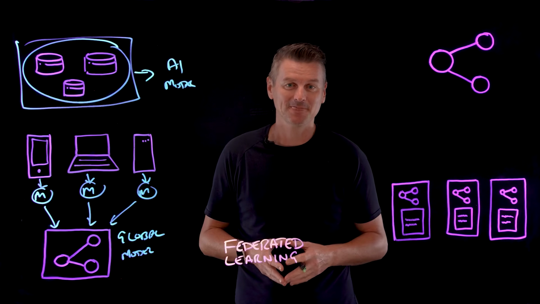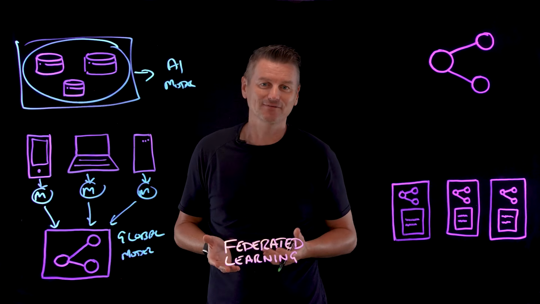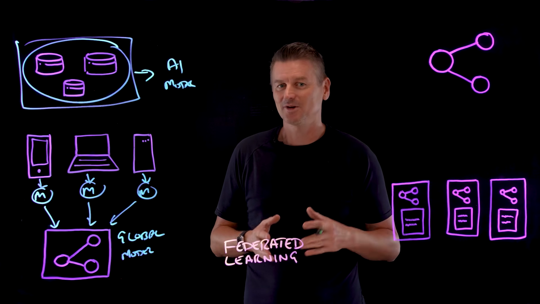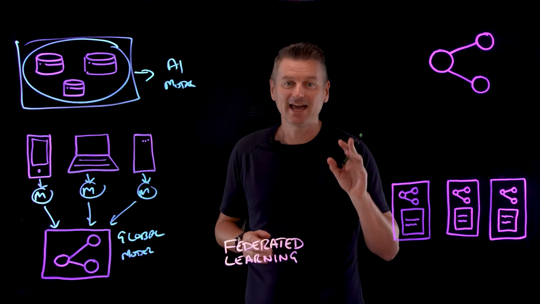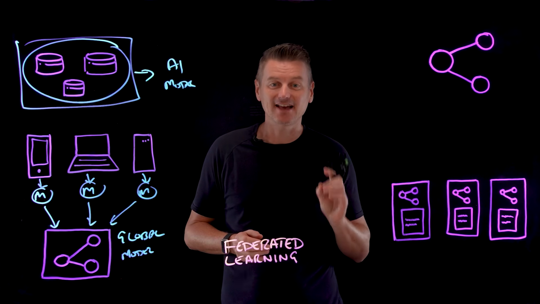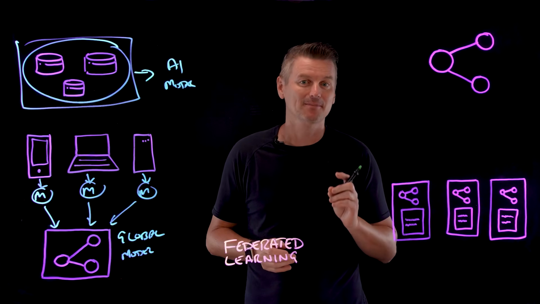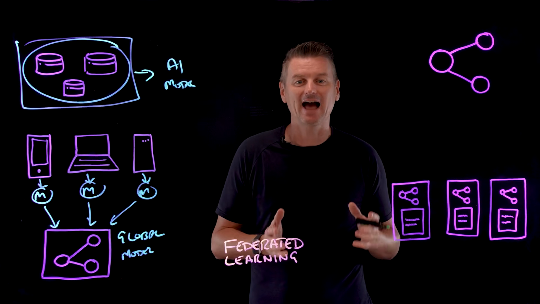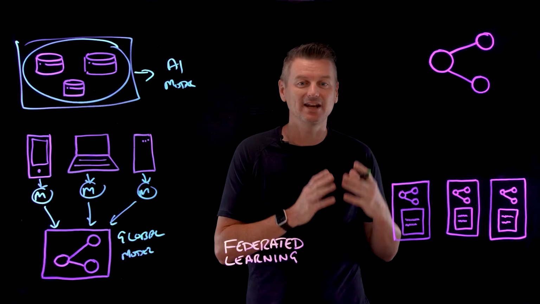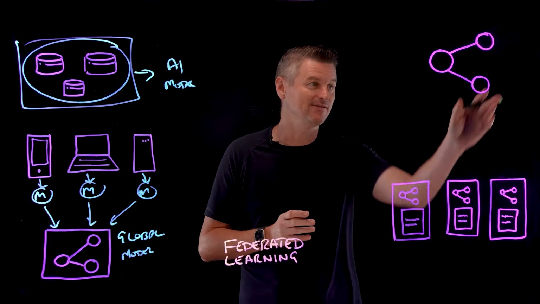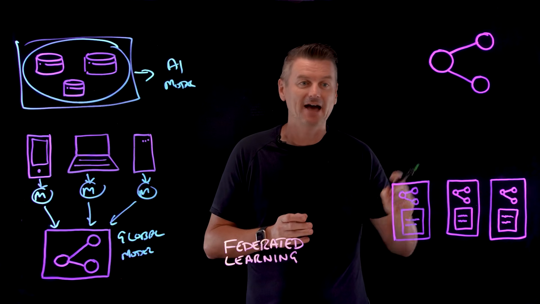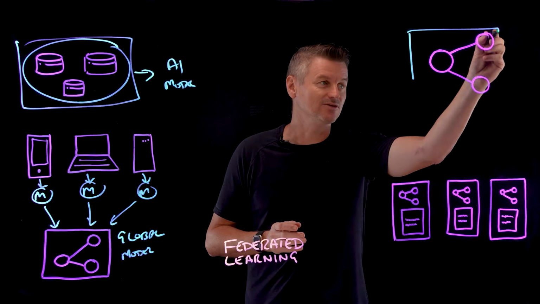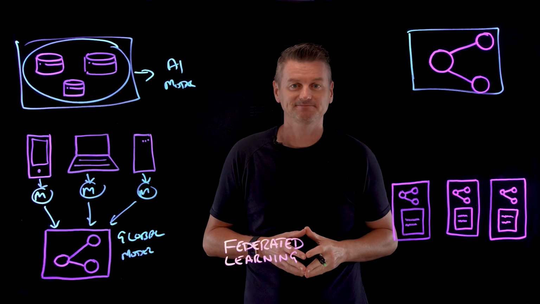So let's imagine a scenario involving a group of companies that want to collaborate on building a model to predict market trends, but each company has sensitive sales data they want to keep private. So each company has access to an initial baseline predictive global model. Here's our global model up here, and this resides in a central server.